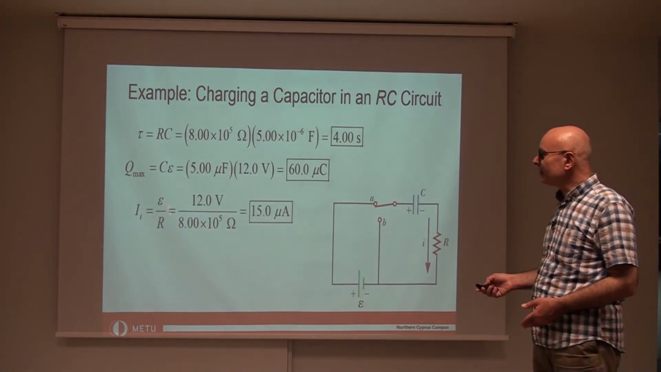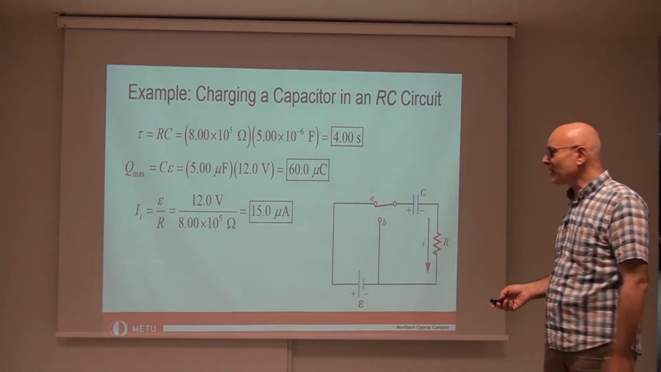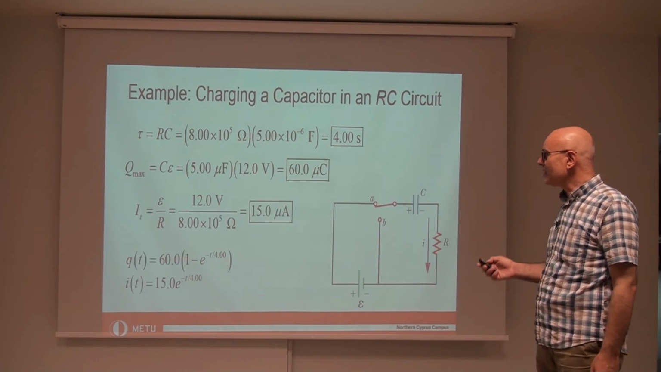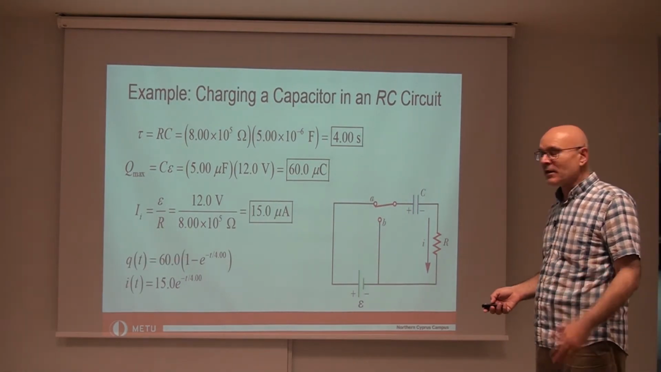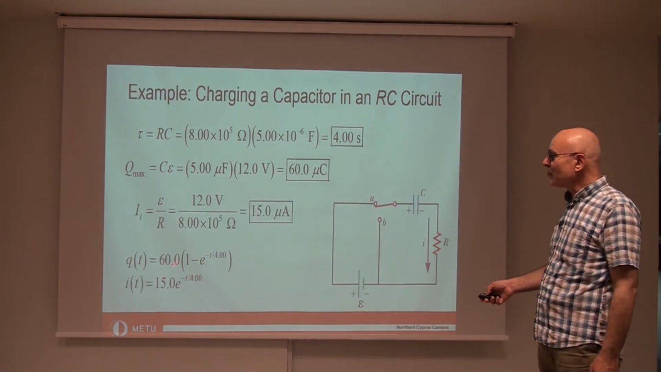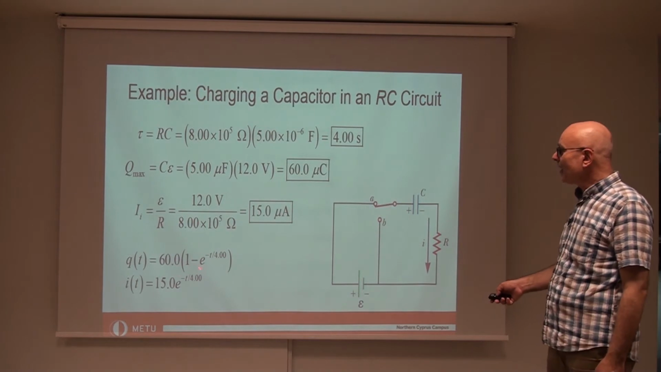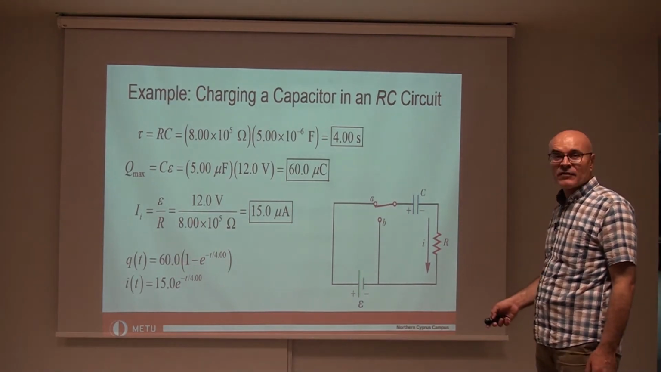The initial current is E over R. That is, when there was no charge on the capacitor, it is just this. Now, write Q as a function of time. You just know the equation: Q maximum times 1 minus e to the minus t over RC. This is Q maximum that we have just found, times 1 minus e to the minus t over RC. This is RC, so that's how it varies with time.